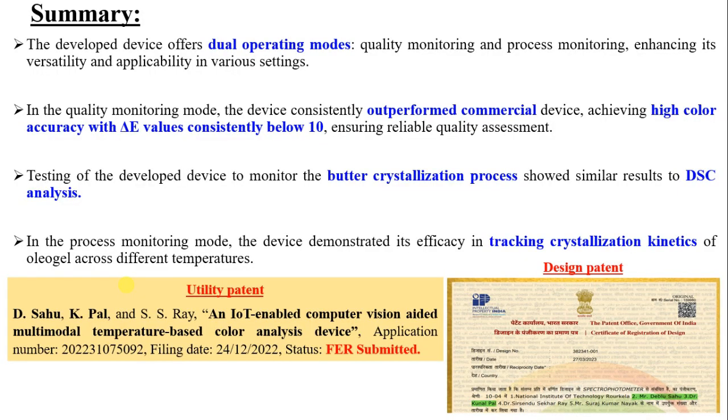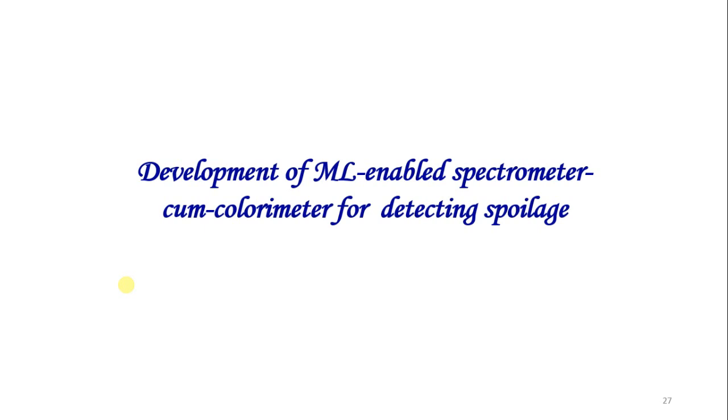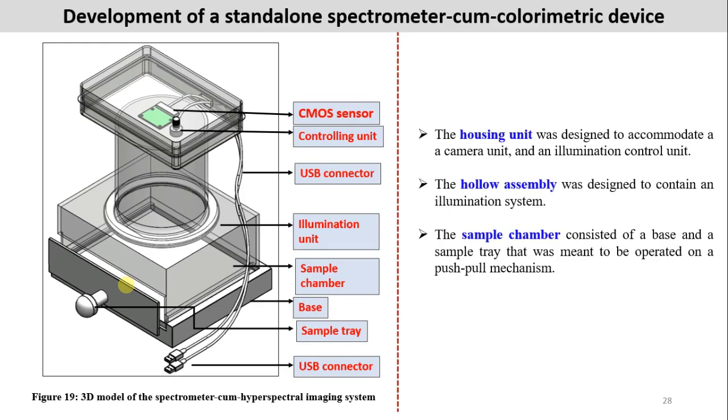Okay, so I'm not going into this one. So, development of the ML enabled spectrometer cum colorimeter. What we did is that when you try to include these ML models into the system, the single chip computers might not be quite useful, and also we have to get some spectroscopic data, whereas we have only the RGB scale.